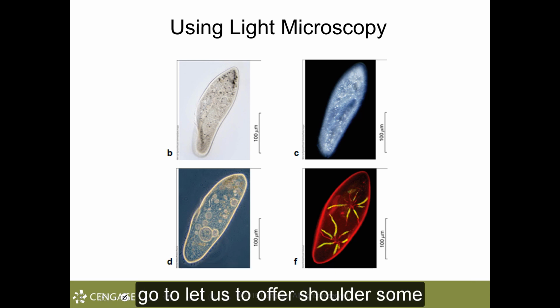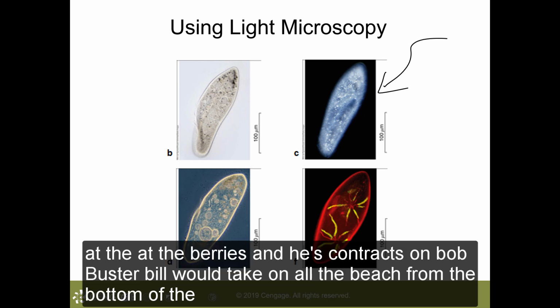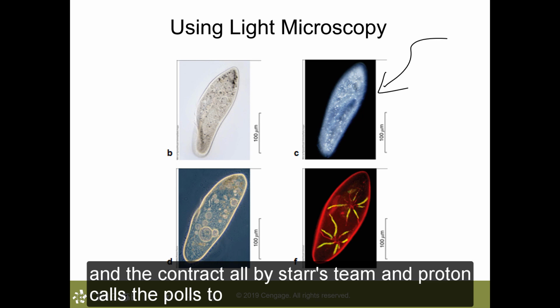Dark field microscopy is shown here at C. And at D, you can have a phase contrast, and finally, here at F, that's a confocal image, showing you the plasma membrane and the contractile vacuoles that are stained red, and even the proton pumps stained yellow.